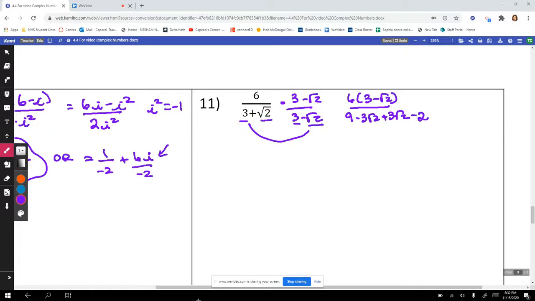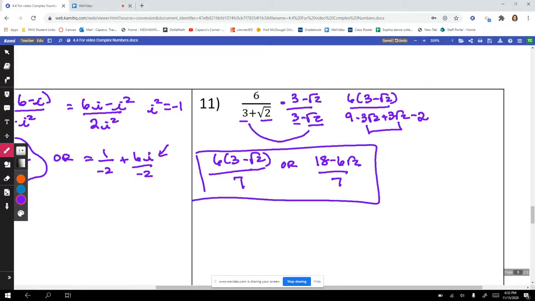So when I simplify that, I have 6 times the quantity of 3 minus root 2. Now this negative 3 root 2 plus 3 root 2, that's going to simplify. So that's all over 7. Now again, sometimes you see it multiplied through. So this gives me 18 minus 6 root 2 all over 7. Either one's okay.